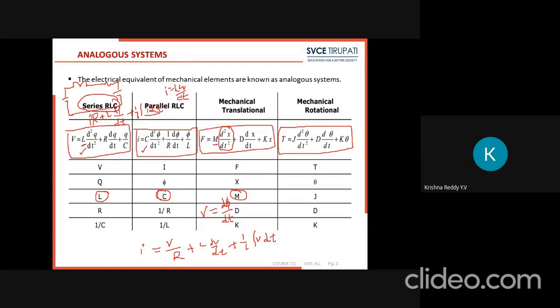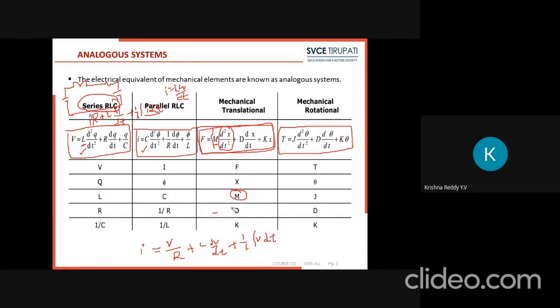For the mechanical system, all the components are connected in series. We get the total summation of force: the input force is equal to the force acting on the mass element, damper element and spring element. This is the analogous system from the mechanical system to the electrical system.